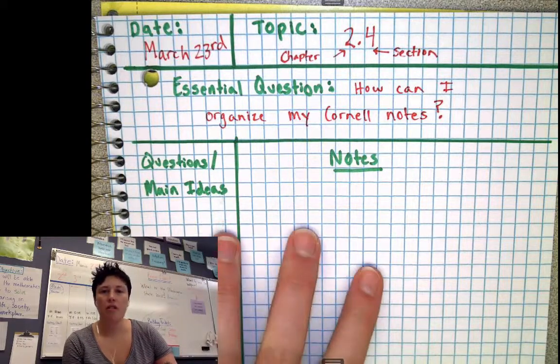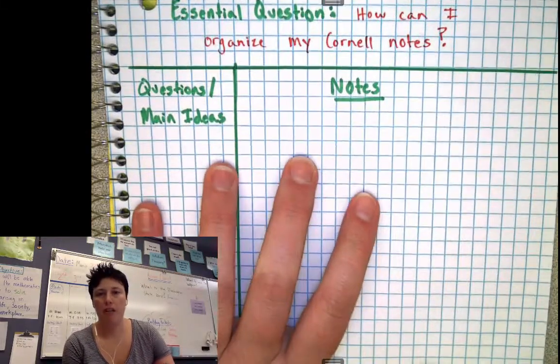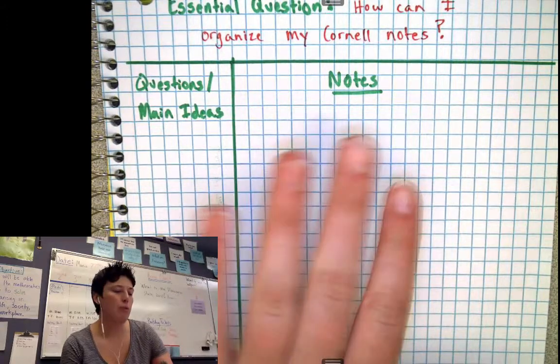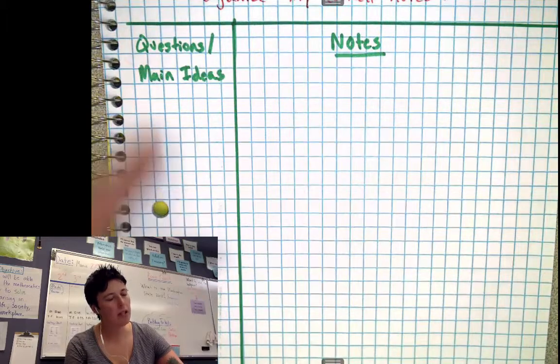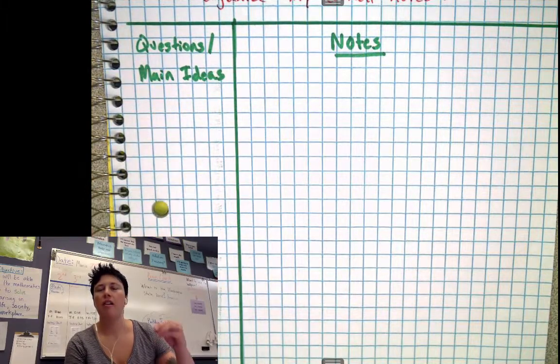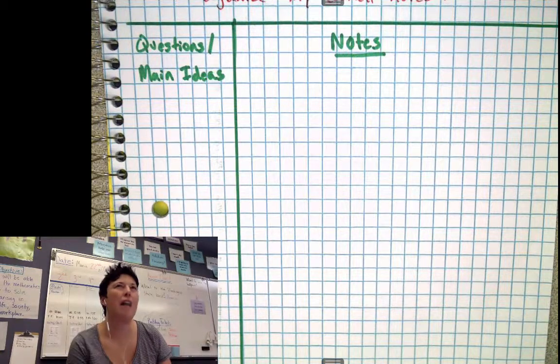And then down below, this is where we do the heavy work, the notes for the day. So things that we're practicing, example problems, those all go over here. Questions and main ideas are where we do vocabulary words, or maybe you're taking notes and you're like, I have a question about that.